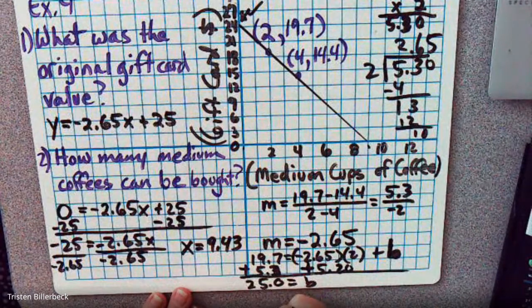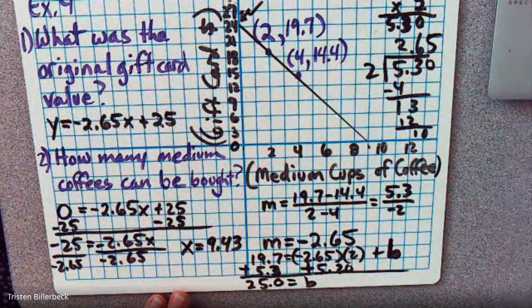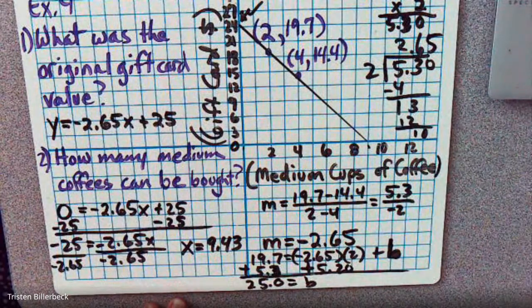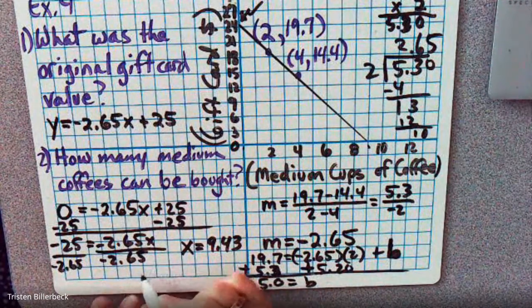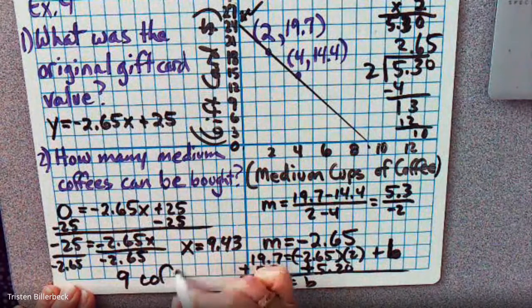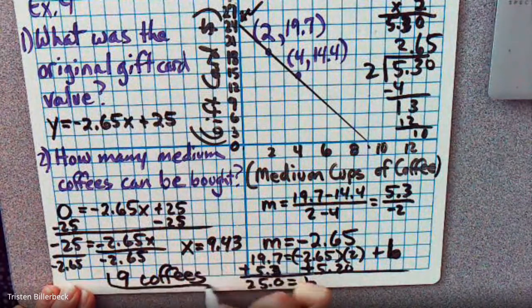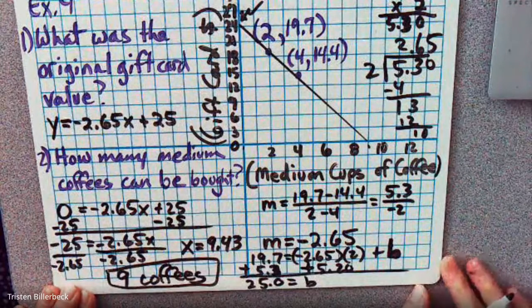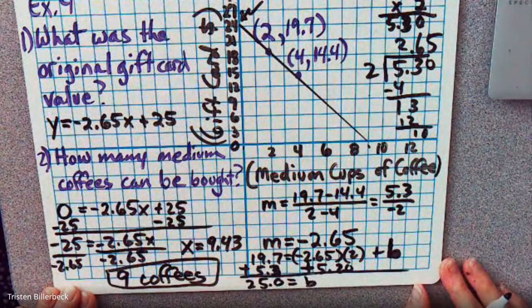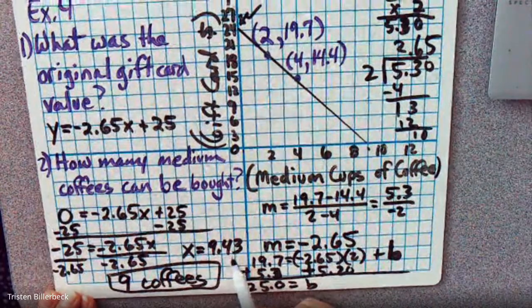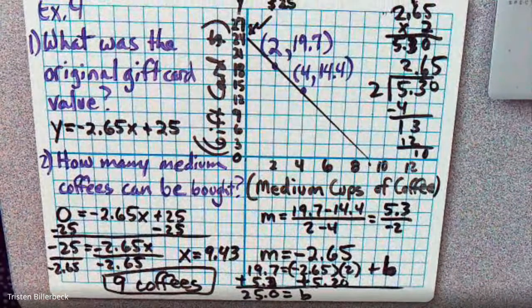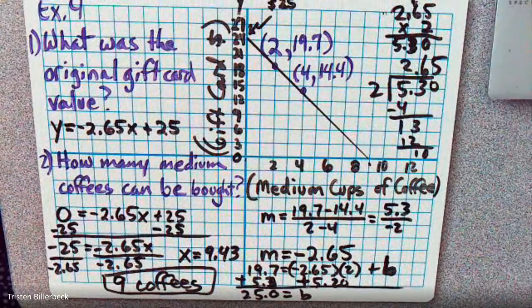So we can buy 9.43 cups of coffee. Wait a second, can we buy 9.43 cups of coffee? No, we cannot. They would laugh at us, wouldn't they? We can only buy 1 coffee, 2 coffee, 3 coffee, 4 coffees, 5 coffees, 6 coffees. So we can buy 9 coffees, because we can't buy partial coffees, okay? So that's how many coffees we can buy with a gift card. And then this 43 cents we can give to charity or something, okay? So at the coffee shop charity.